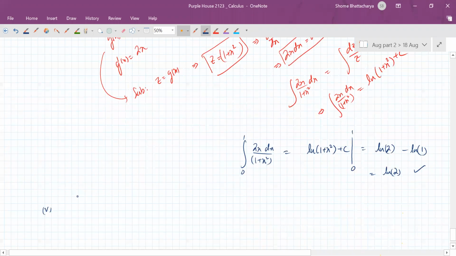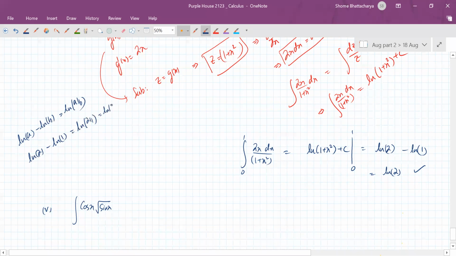The final question. Sir, it will become ln 2 minus ln 1, no? ln a minus ln b is ln of a by b, no? So what is ln 2 minus ln 1? What is 2 by 1? It's 2 only, no? Yes, sir. 2 by 1 is 2, right, not 1? Is it clear, beta? Yes, sir.